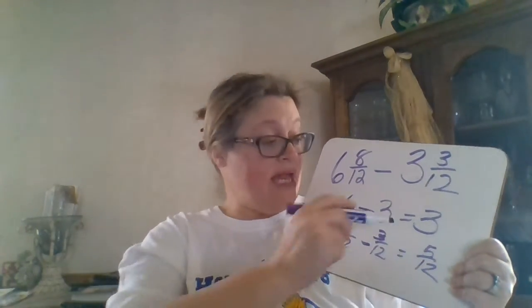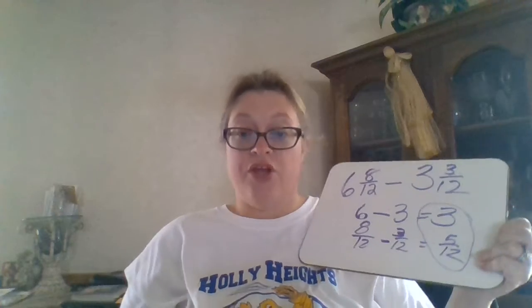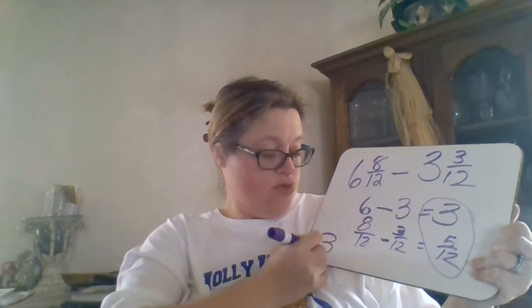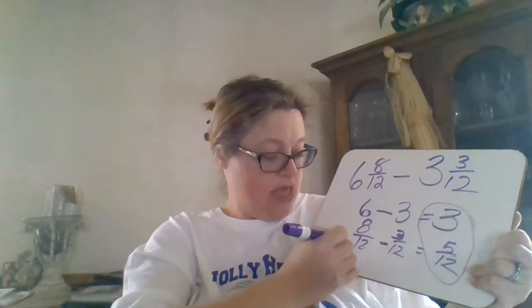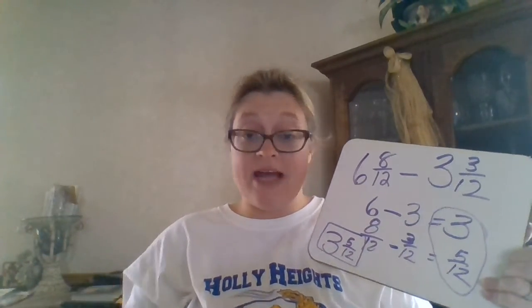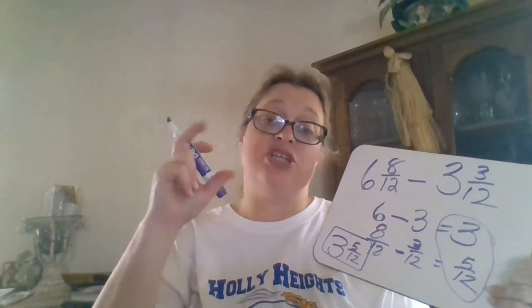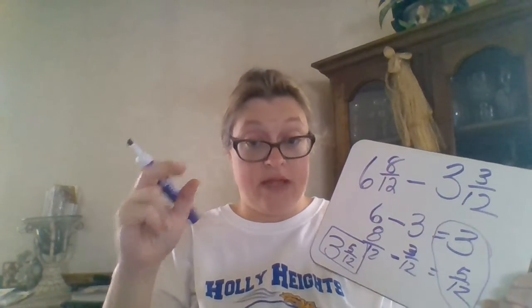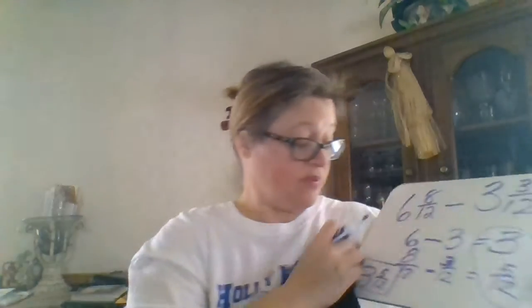So when we go ahead and put these together, your final answer would be 3 and 5 twelfths. And 5 twelfths cannot be simplified because there is nothing that you can divide 5 and 12 by evenly. So that fraction is the smallest that you can make it. Okay, so 3 and 5 twelfths is your answer.